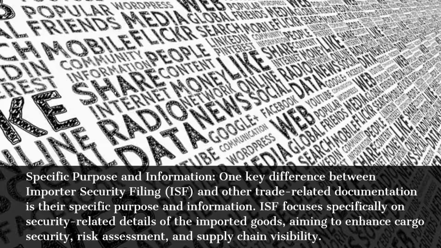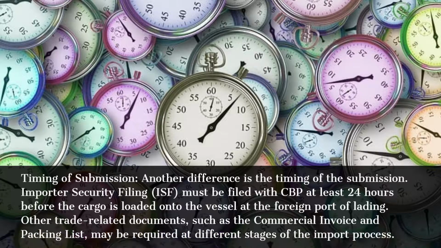Specific purpose and information. One key difference between importer security filing, ISF, and other trade-related documentation is their specific purpose and information. ISF focuses specifically on security-related details of the imported goods, aiming to enhance cargo security, risk assessment, and supply chain visibility.